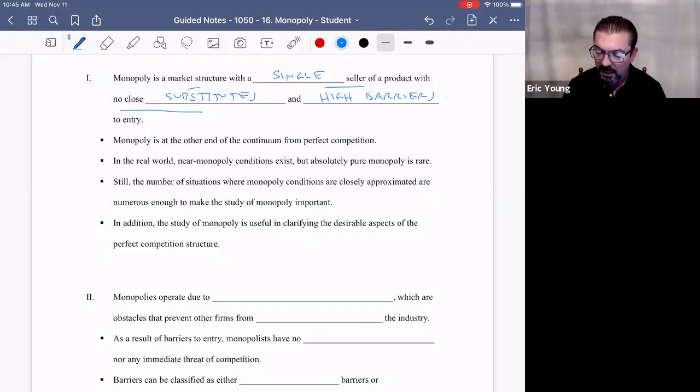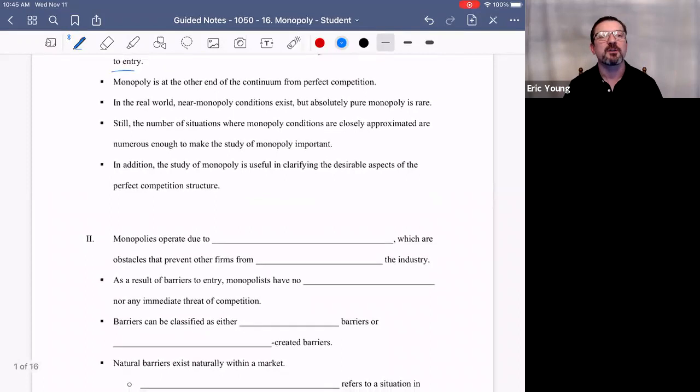To recap it, a monopoly is a market structure, one seller selling a good with no close substitutes in an environment characterized by high barriers to entry. As we said before, you can think of monopoly as being on the opposite side of the continuum from perfect competition. It really is sort of an opposite. And therefore, what we're going to do is not just dissect monopoly by itself, but also try to compare and contrast monopoly outcomes with PC outcomes, okay?